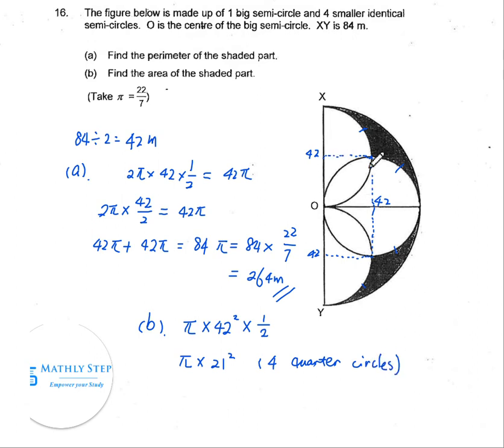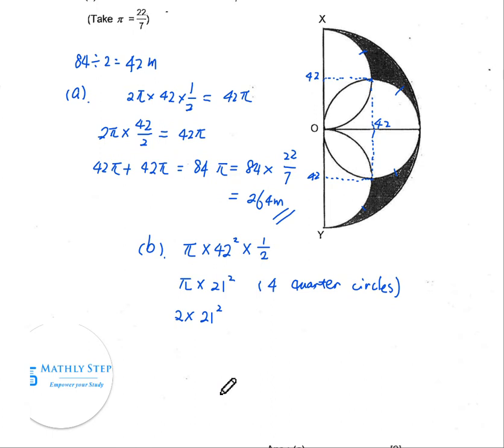Okay, next is the square. We have 2 squares, so we times 2, and each side is 21, so 21 squared. Now when we're trying to find the area of the shaded part, we need to use this minus this part minus this part. So it's pi times 42 squared times half, minus 21 squared pi, minus 2 times 21 squared.